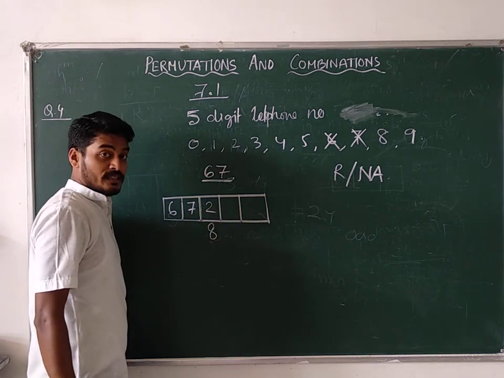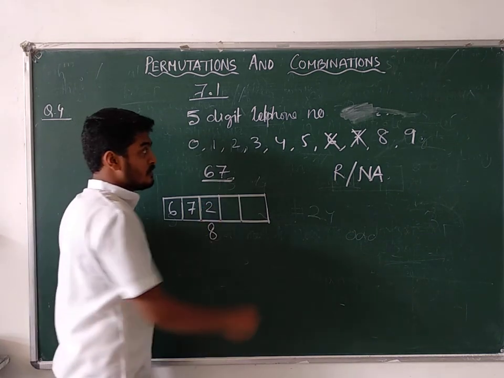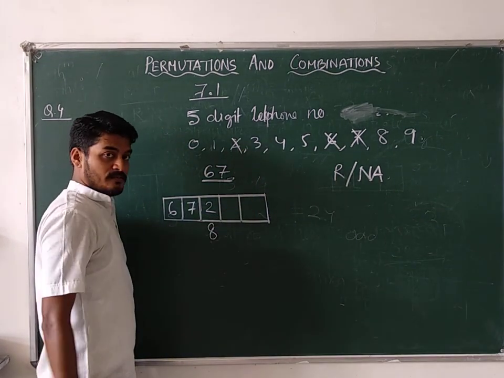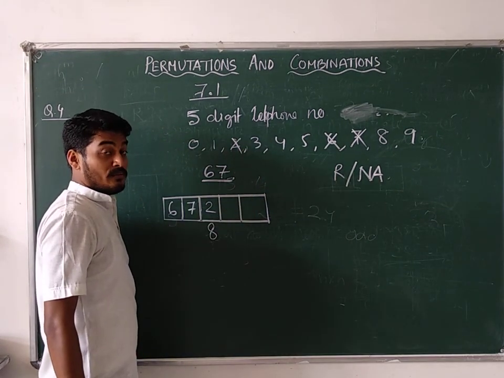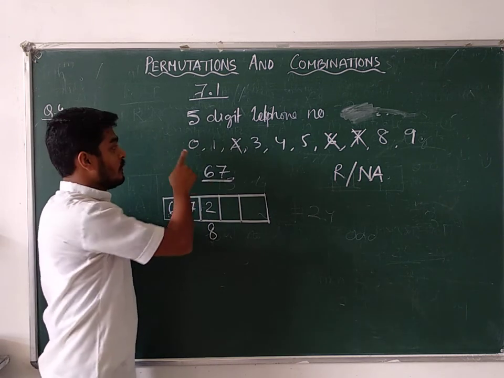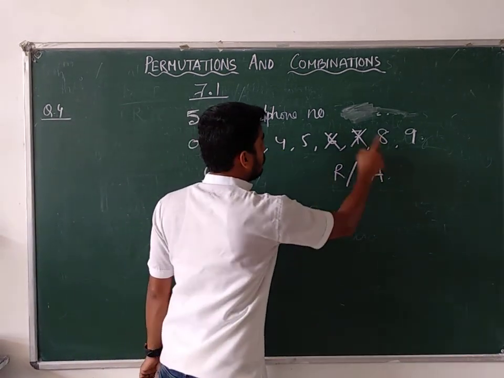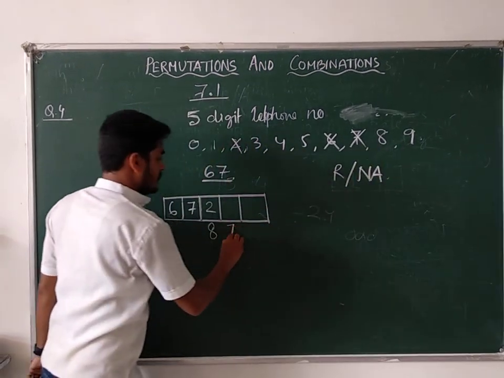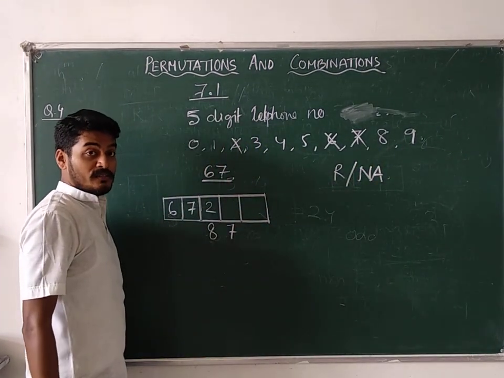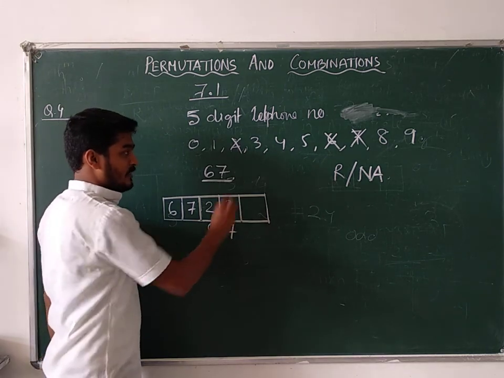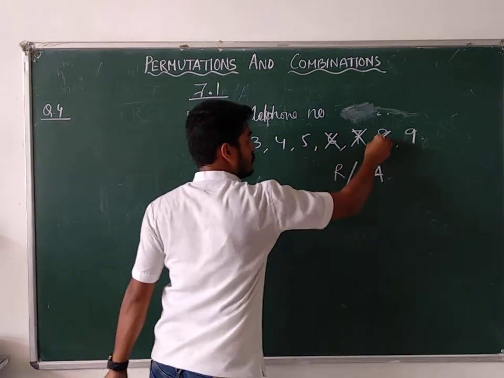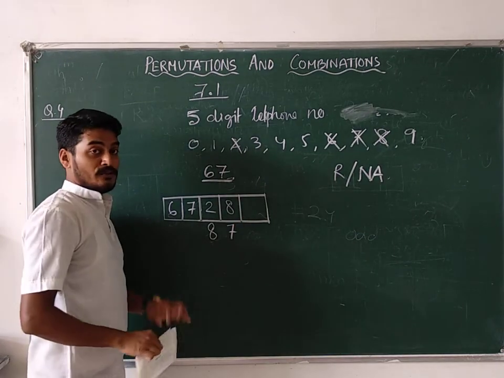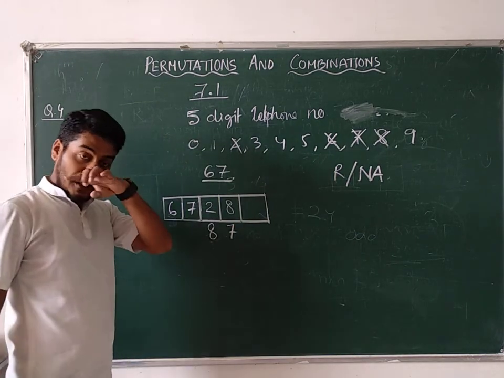Suppose I have started with 2. I have written 2 here. As repetition is not allowed, you are not supposed to use 2. How many different ways can you fill up the 10s place? How many objects are available with us? 1, 2, 3, 4, 5, 6, 7. This place can be filled up in 7 ways, 7 possibilities are there. Suppose I have written 8 here. As repetition is not allowed, you are not supposed to use 8. Once again, how many possibilities are there to fill up the unit place?